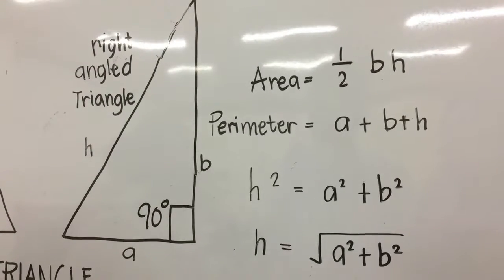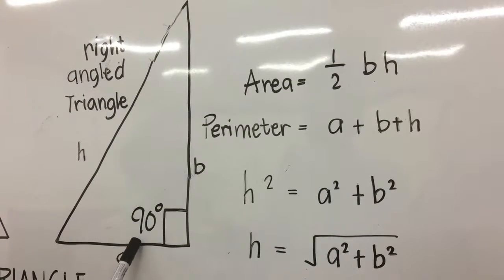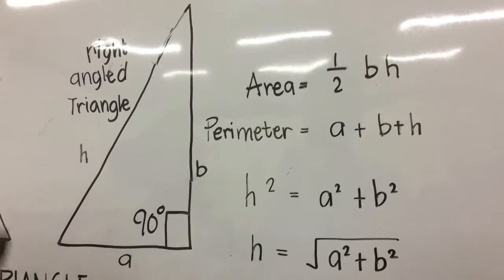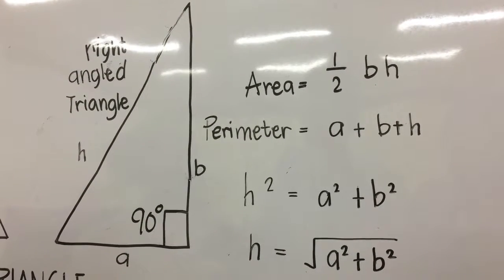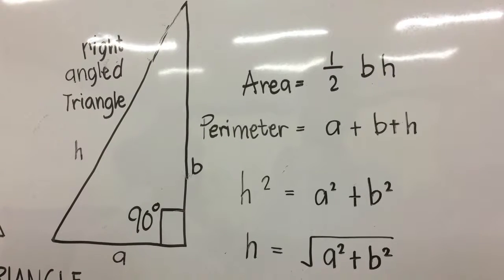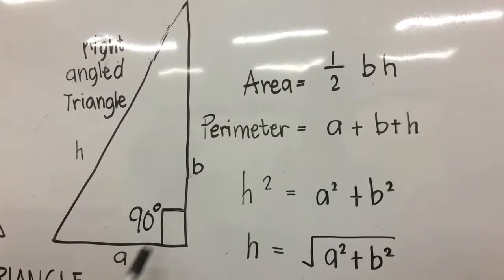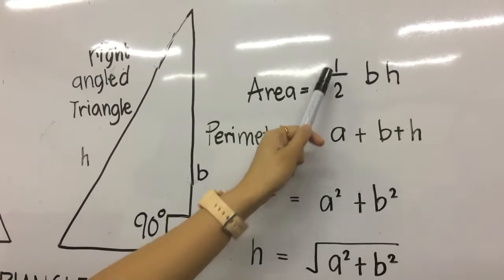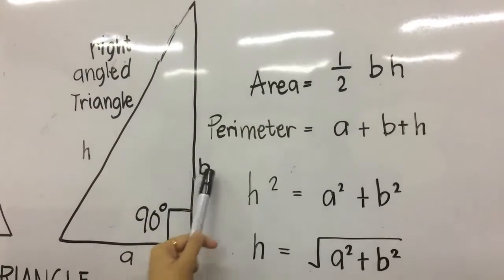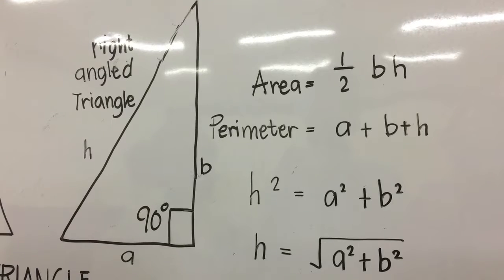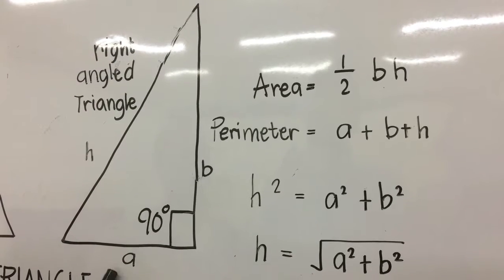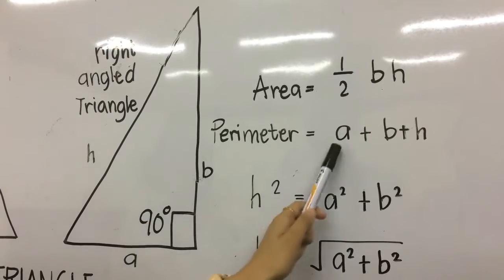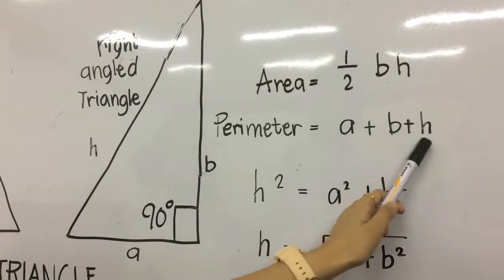Any triangle with one of the angles equal to 90 degrees is called a right angle triangle, or simply a right triangle. The area of a right triangle with sides A and B is given by area equals 1/2 of the base and the height. The perimeter of a right triangle with sides A, B, and H is given by A plus B plus H.